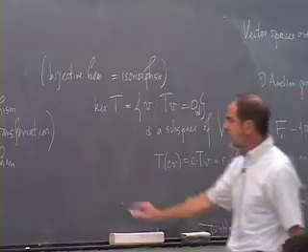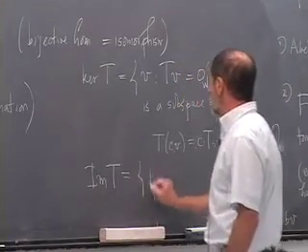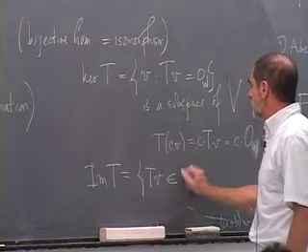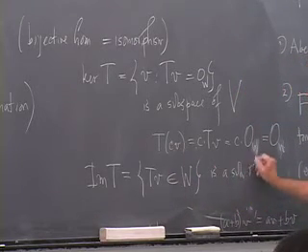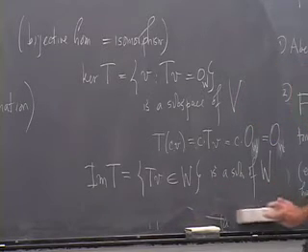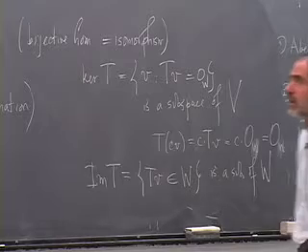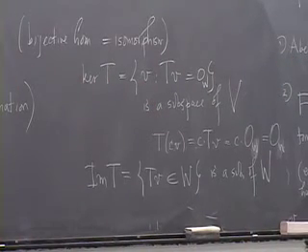So the kernel and the image of T, which are all things of the form T of v inside of W, is a subspace of W. So once I have a homomorphism that preserves scalar multiplication, its kernel and its image are subspaces. One more thing, and I'll take a question.